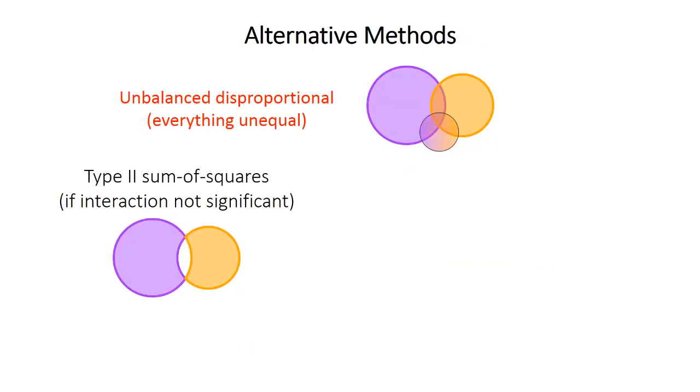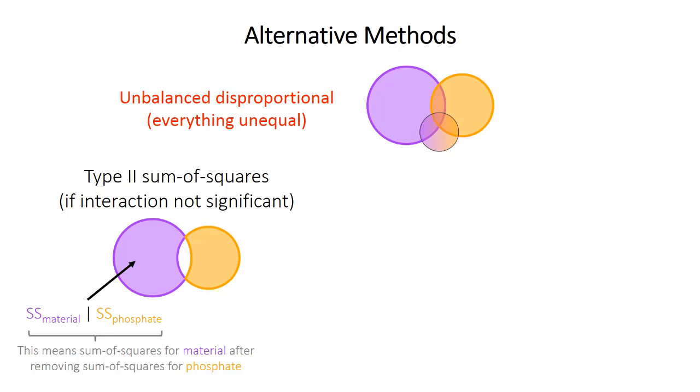So there's two alternative methods. First, if the interaction isn't significant, you can use something called the type 2 sum of squares. In it, each factor basically gets the sum of squares that is unique just to it, and that overlapping wedge is ignored and not given to anyone. So the material in purple gets the sum of squares for the material category after removing the part that is correlated with phosphate that overlaps. Likewise, phosphate gets its sum of squares after removing the overlapping portion with material.